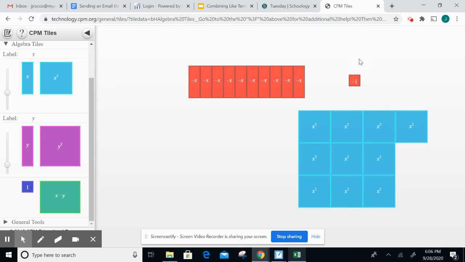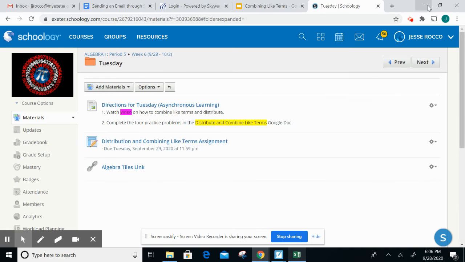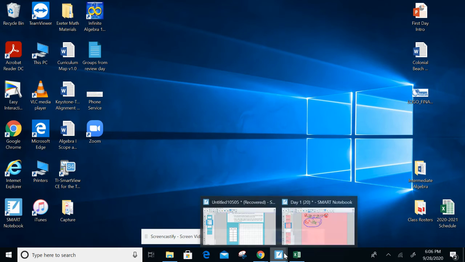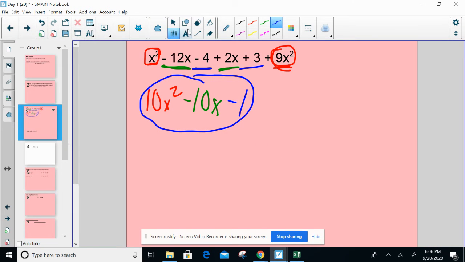And that's your answer. So that's in tiles. I'm not going to go back to the tiles, but that is an option. It is in Schoology there.